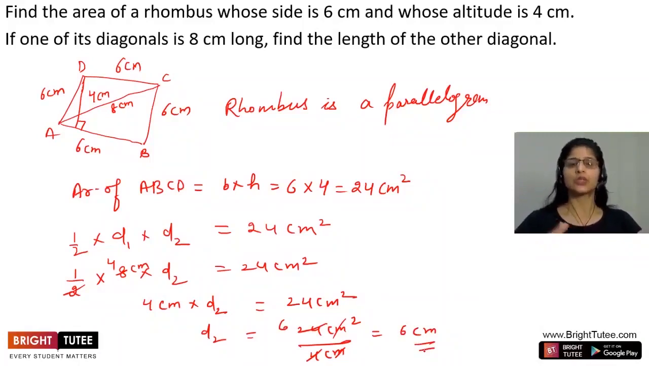Is that clear? So we were given the side length, the altitude. Altitude means for that complete figure the height is given. Okay, and then we are given one of the diagonals. So we use the formula of parallelogram area, that is base into height, to find out the area of this parallelogram, or we say the rhombus. We know rhombus formula is also half into the product of diagonals. So when we know the area and one of the diagonals, we can easily find out the second diagonal. Okay, so this is how we are going to attempt the questions.